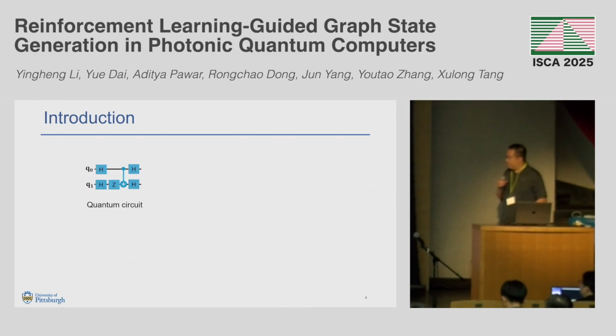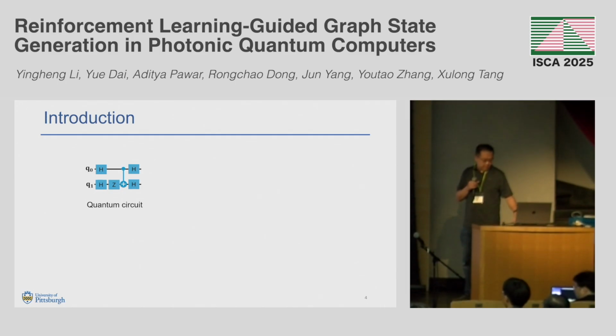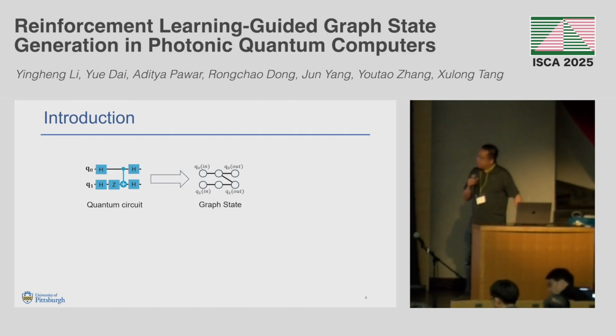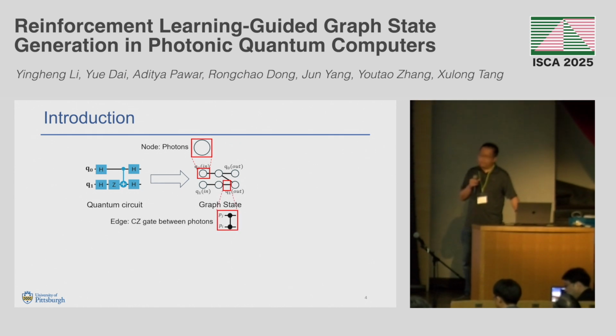To realize the quantum circuit in the photonic quantum computer, one basic thing is to construct the physical construct called a graph state. In a graph state, each node or circle represents one photon, and the edges between the photons represent the entanglement between the photons using the CZ gate.